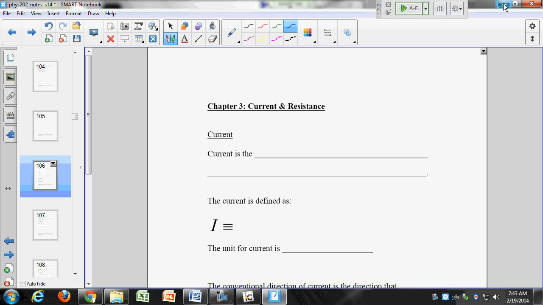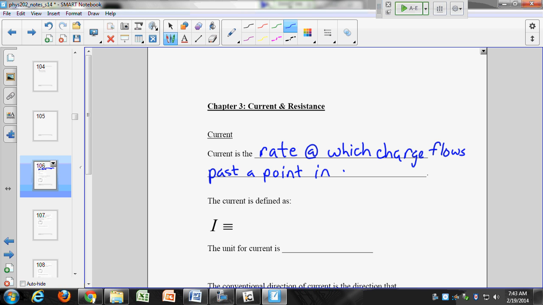All right. So let's look at current and resistance. Current is the rate at which charge flows past a point in a given time.